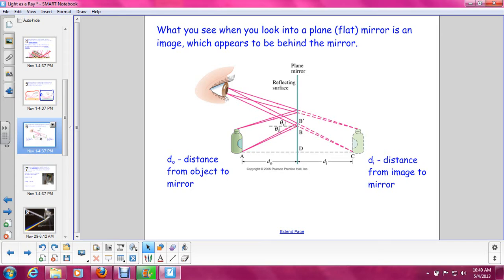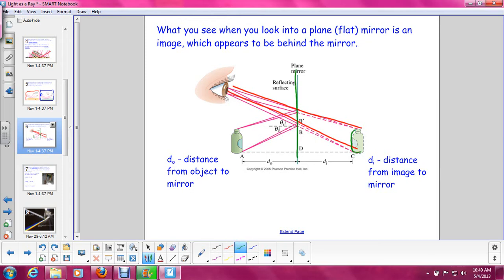So when you're looking at yourself in the mirror in the morning, getting ready for school, you're looking at what seems to be yourself on the other side of that mirror. If you were to move to the side and you saw somebody else's reflection in the mirror, it appears that they are behind the mirror. So if we imagine that the light is coming in a straight line from that object, it looks like the object is behind the mirror, some distance away.